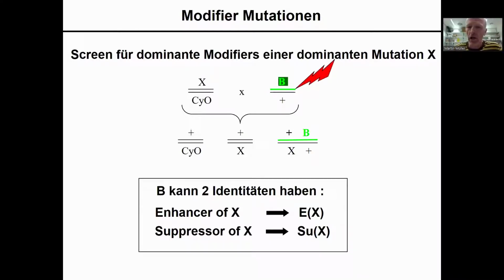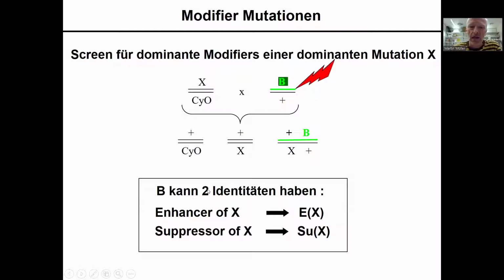So here we have a mutation X, which gives a certain phenotype. It's located somewhere on the 2nd chromosome. And then you ask the question, can we induce mutations in other genes which modify the phenotype of X?